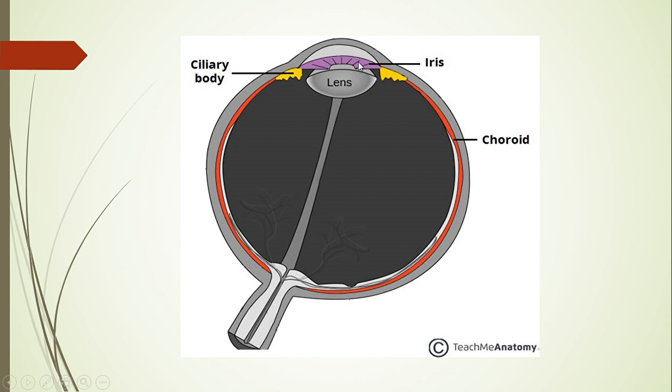Then there is the smooth muscle layer, which helps in the contraction and relaxation of the iris and controls the entry of light. The smooth muscle layer is formed by the dilator pupillae and constrictor pupillae, which help in the expansion and constriction of the pupil. Then the innermost layer is the layer of pigment cells, so that it appears dark in nature.